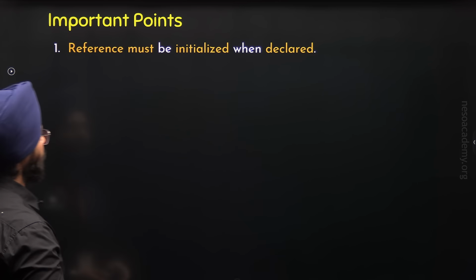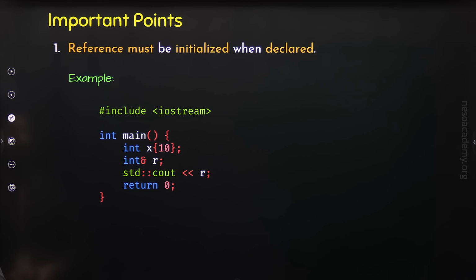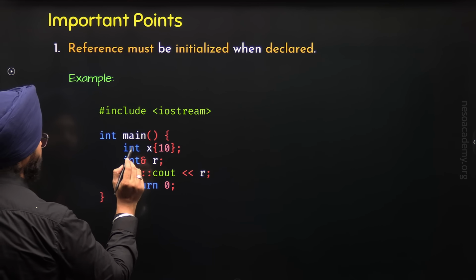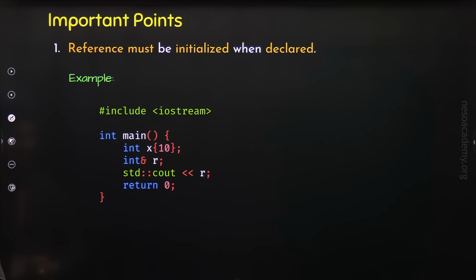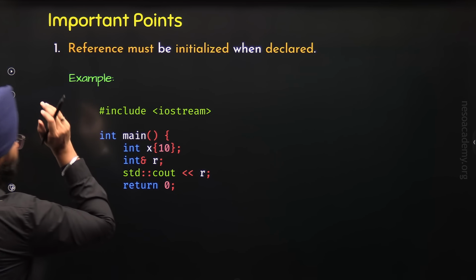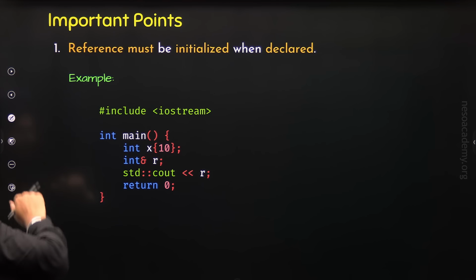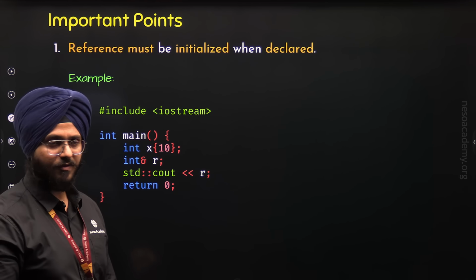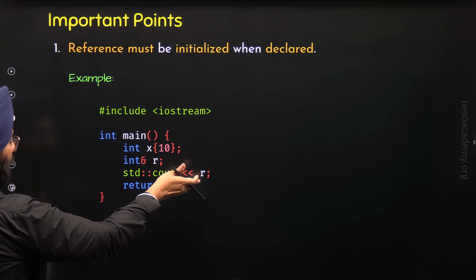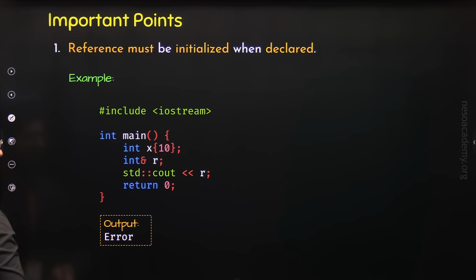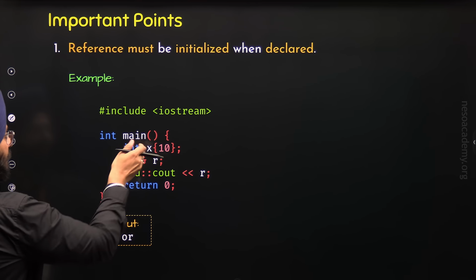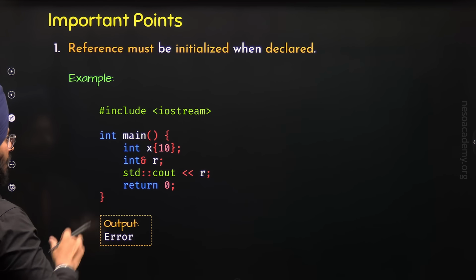Now, here is the example to understand this properly. Here in this example program, I have defined this reference R, but I have not initialized this reference. In other words, I have declared this reference. Now, if we try to print the value of R, then we will get error on the screen because this reference is not initialized by some variable.